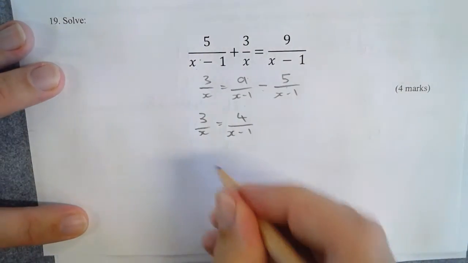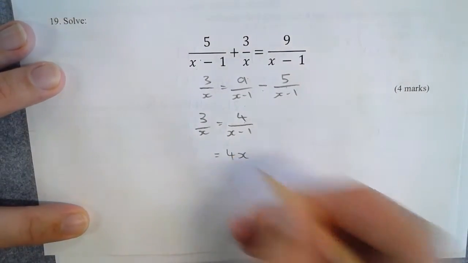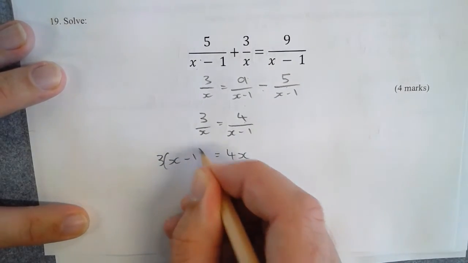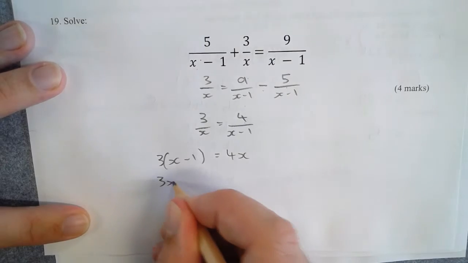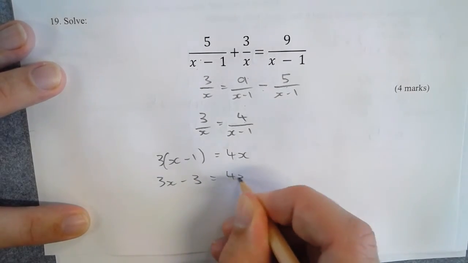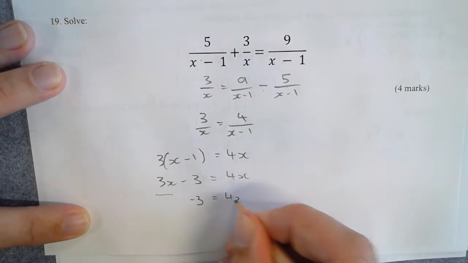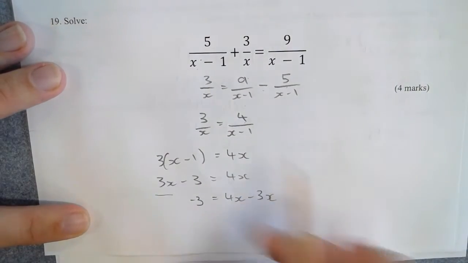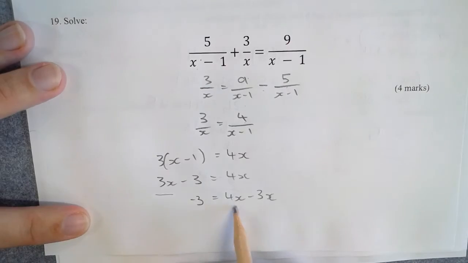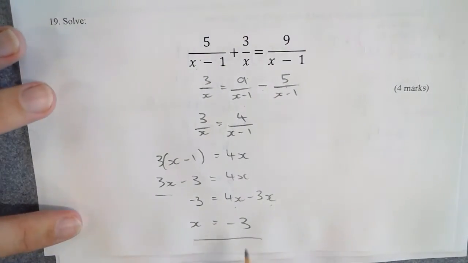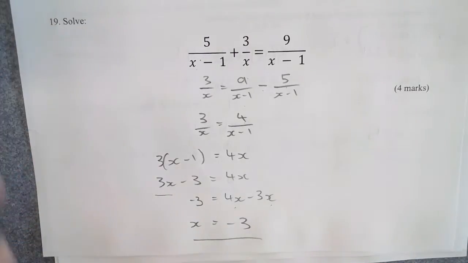Now to cross multiply, because this side is divided by x, I'm going to times this side by x. And because this side is divided by x minus 1, I'm going to times by x minus 1 after I expand. I can then move the 3x to this side to get minus 3 equals 4x minus 3x. And now I'm just going to write it out with the x on the left. 4x take away 3x is 1x, and that must equal your negative 3, which of course is the same as negative 3 equals x, same.